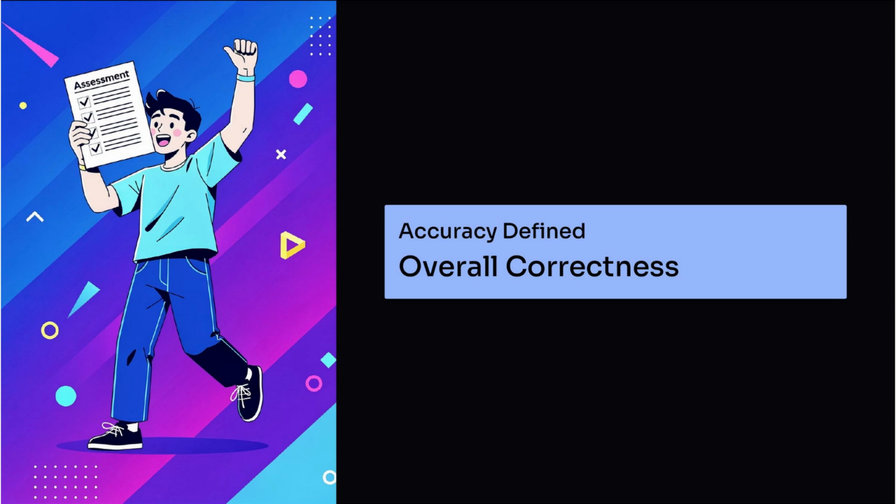Evaluation always compares predictions to ground truth. Ground truth represents the best available reference labels, typically provided by humans or trusted systems. Metrics quantify how closely predictions align with these reference outcomes.